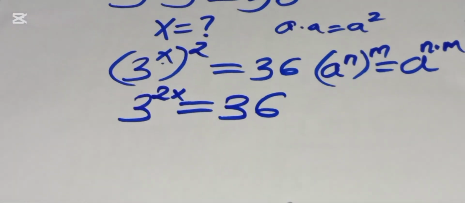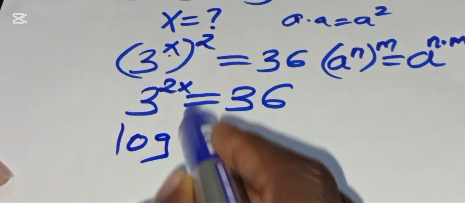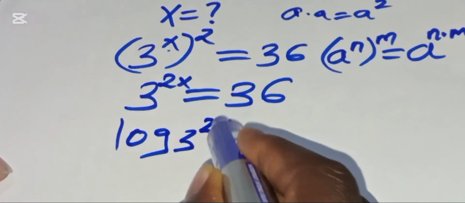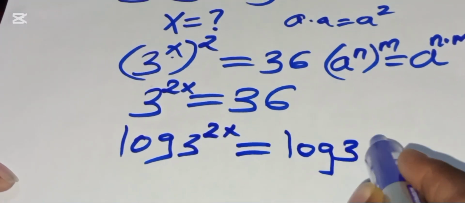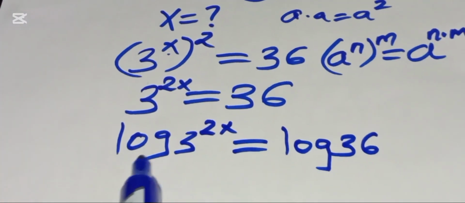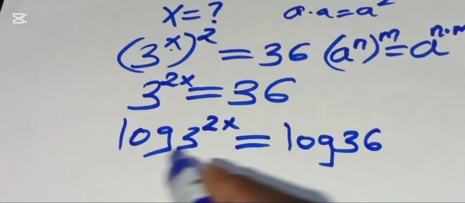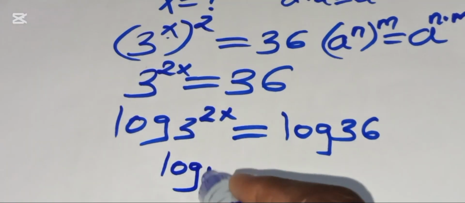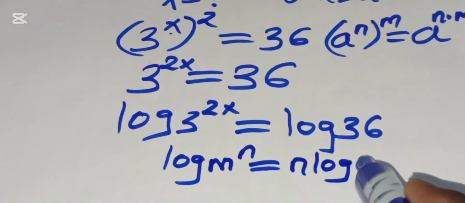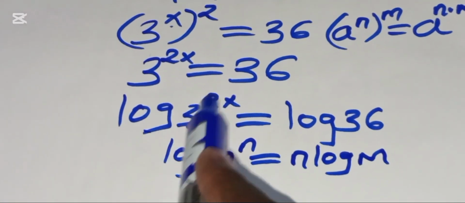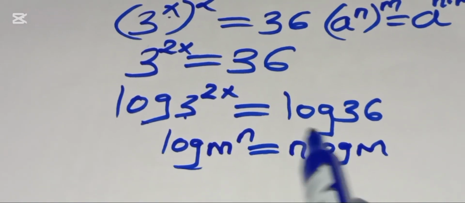Okay, now from here we introduce the natural logarithm. We'll have log 3 raised to the power 2x equal to log 36. Applying the power rule property, log m raised to the power n is equal to n log m. So log 3 raised to the power 2x is in this form, and we transform it to n log m.